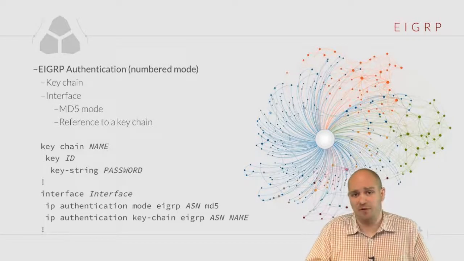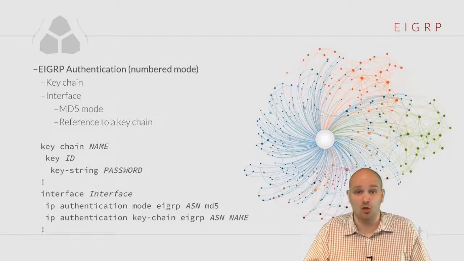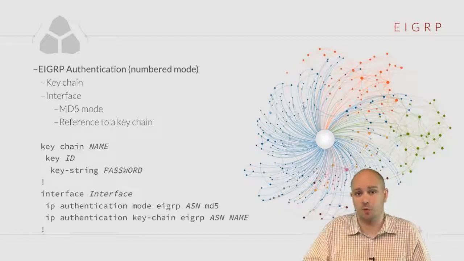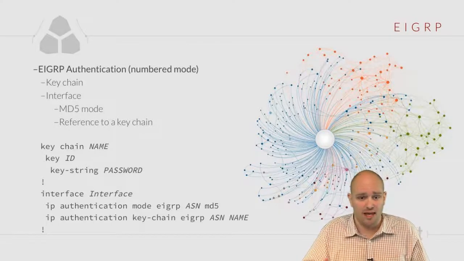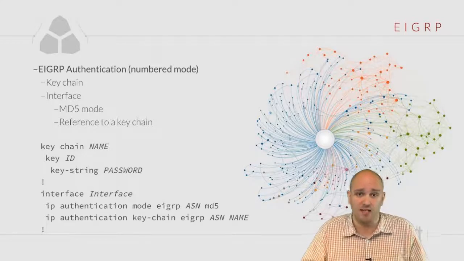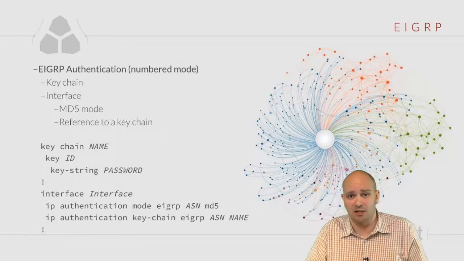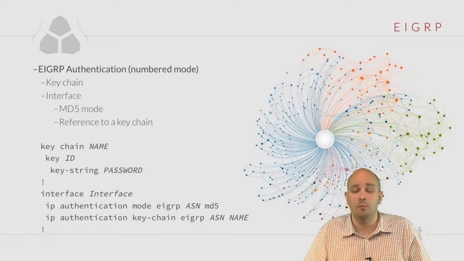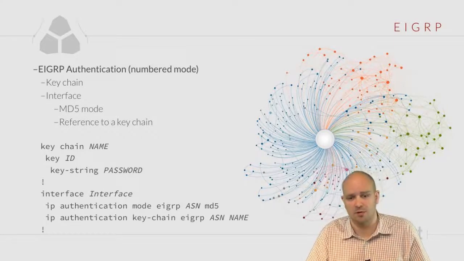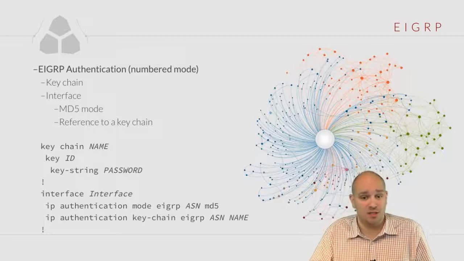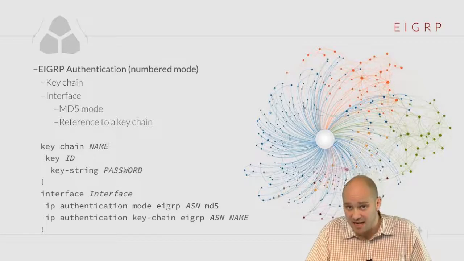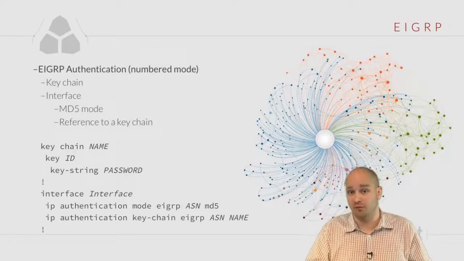Then the next configuration line needs to be the reference to the pre-configured keychain. So here is an example of what we can do. First, we have defined a keychain name, a key ID, and a key string of password. Then under the interface, we are going to say ip authentication mode eigrp, specify the AS number that we are using, and say that we will be using MD5 authentication mode. Then we are going to say ip authentication key-chain eigrp, specify the AS number that we are using, and the name of the keychain that we have pre-configured.